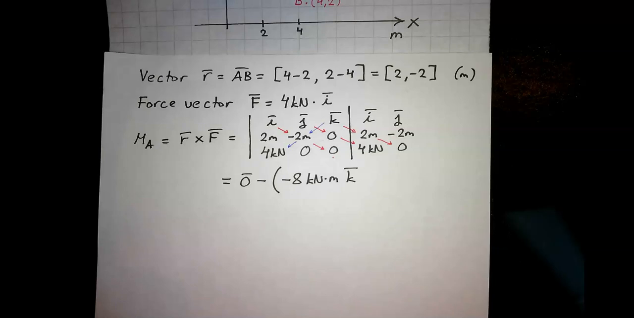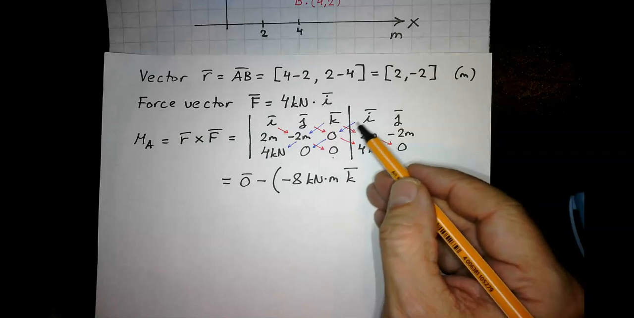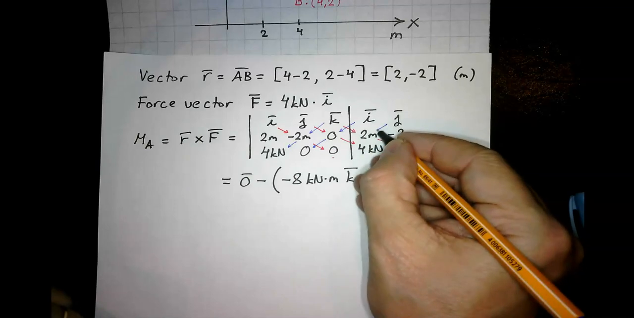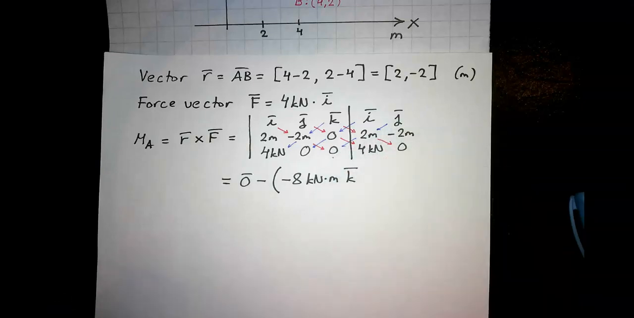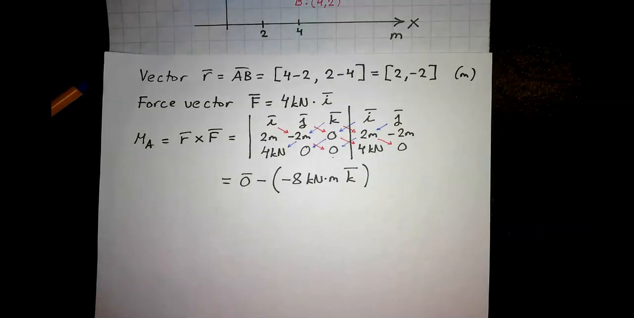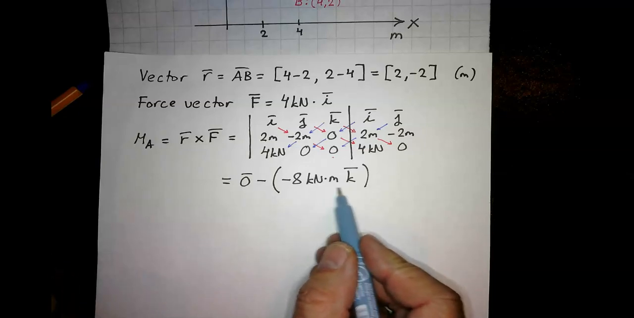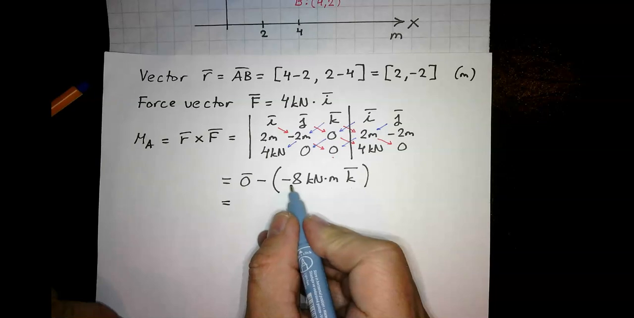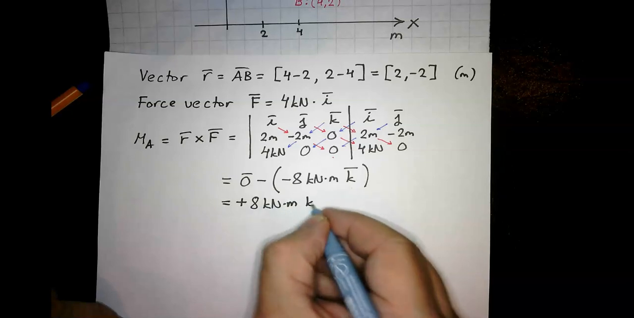And what about the other ones here? Here is also the negative direction. Here are 2 zeros, so that will give us 0. And here the last one, there is also a 0 there, so this will give us 0. So there was only one non-zero multiplication, and it was this minus 8 kilonewton meters K. And this minus changes the sign of that 8, so that will give us plus 8 kilonewton meters K.